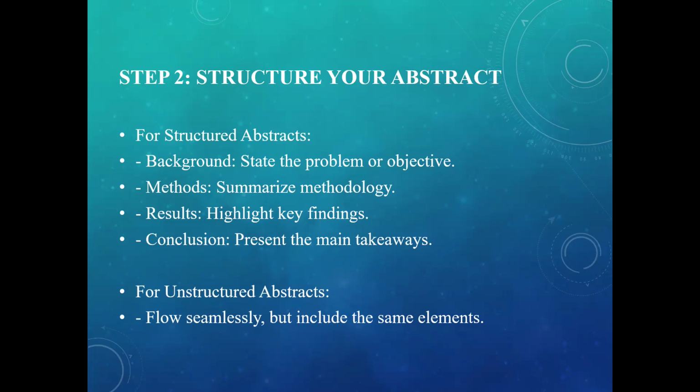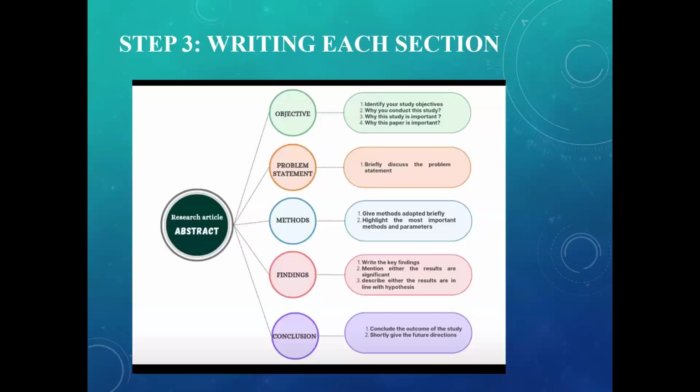So a structured abstract will include background, methods, results, conclusion. And of course, unstructured, I told you, will be just a paragraph. Now, how to write each section? Every section involves some points, right? Like objective. Most of the time it could be the objective in the first section, or it could be the background, like the problem statement that is written here, but we can also write background.